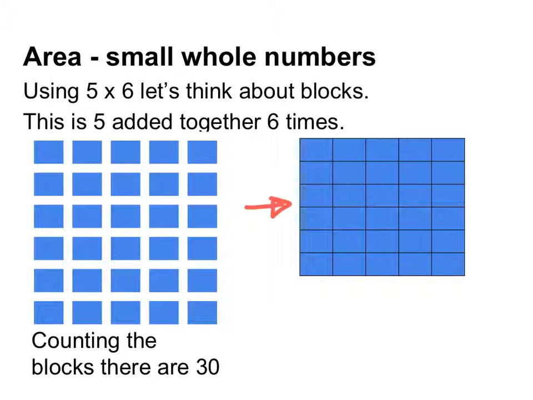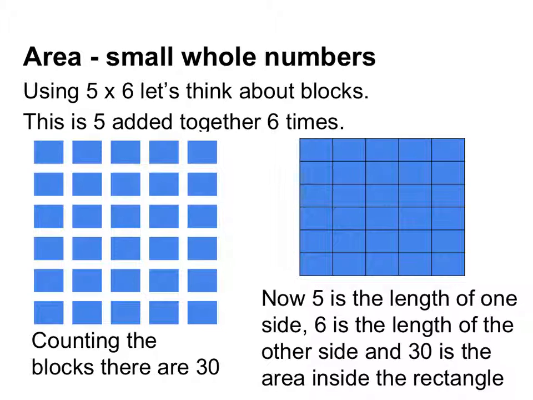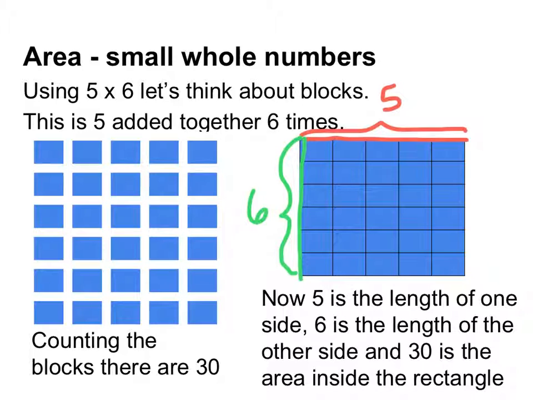Now let's think about where the 5 and the 6 and the 30 are. So the 5 is one length, or the length of one side. So this has a length of 5, right? 1, 2, 3, 4, 5. 6 is going to show up here. This is a length of 6. 1, 2, 3, 4, 5, 6. So there's 6. And the 30 is the area of that rectangle.